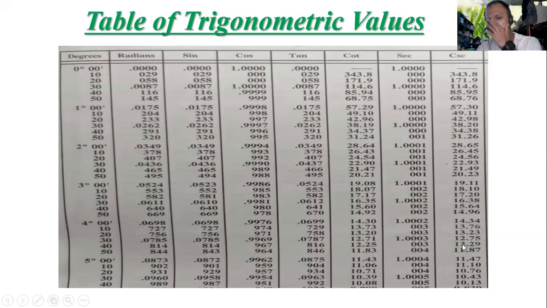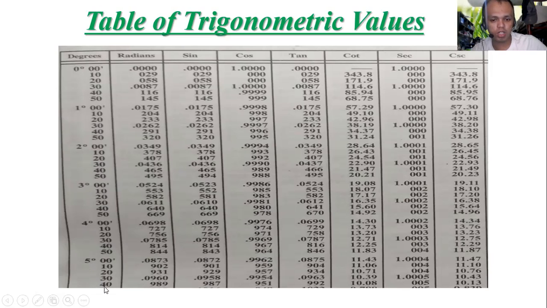Now, if you find a book just like this one, you can easily understand it. Let's say, for example, you are going to find the value of cosine 4 degrees. You just match it: cosine 4 degrees, that is 0.9976. But if you are going to find cosine 4 degrees and 30 minutes, it only goes up to minutes, you just match it, so 0.9969.